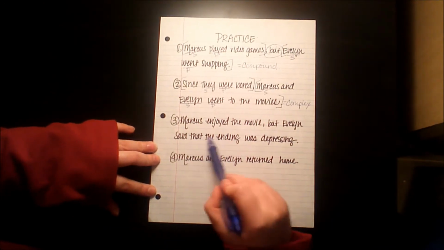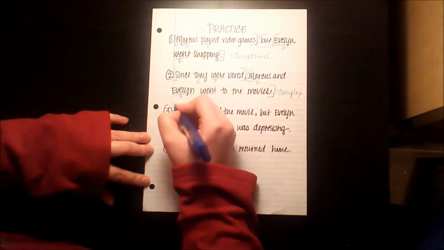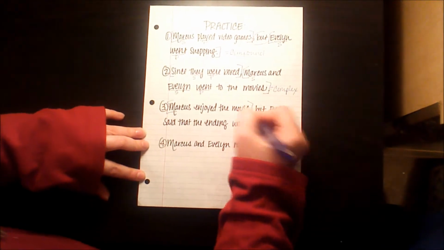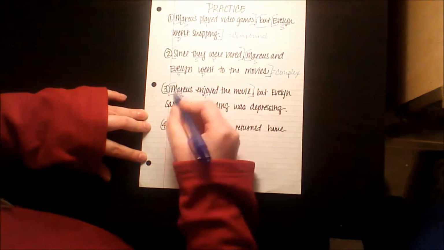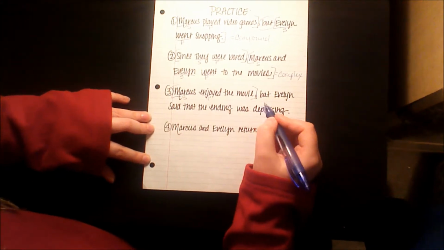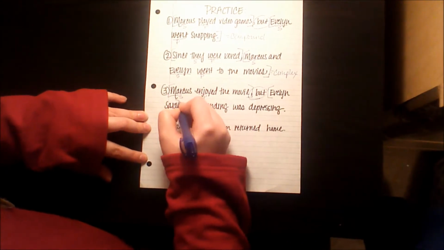Okay, number 3. Marcus enjoyed the movie, but Evelyn said that the ending was too depressing. Okay, let's start with our first segment. Marcus enjoyed the movie. Marcus is our subject, enjoyed is our predicate, and it's a complete thought, therefore it's an independent clause. Our coordinating conjunction, second part, Evelyn said.